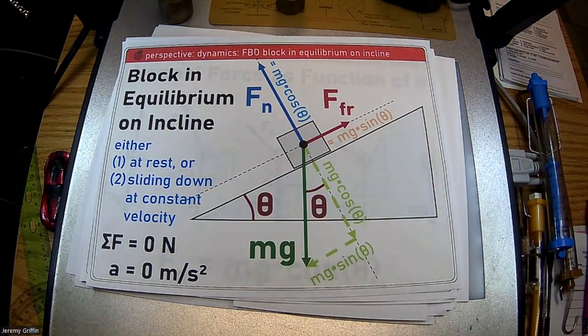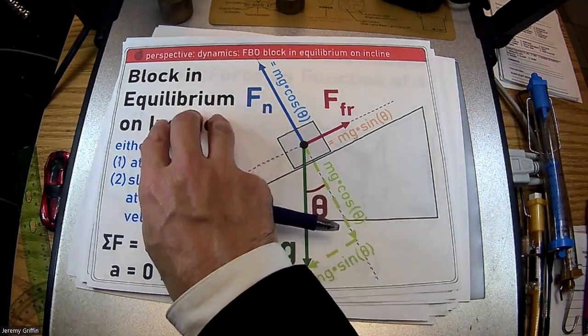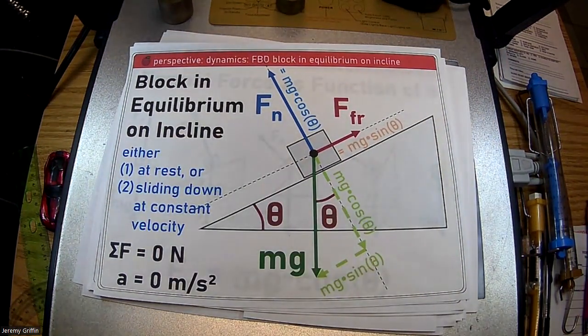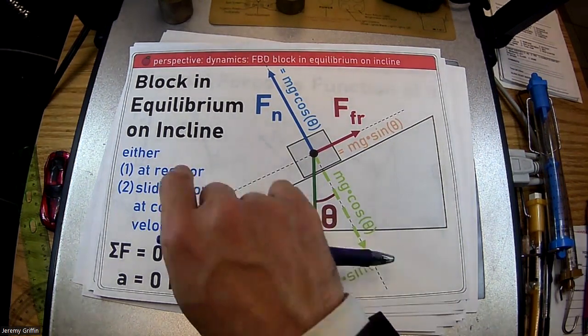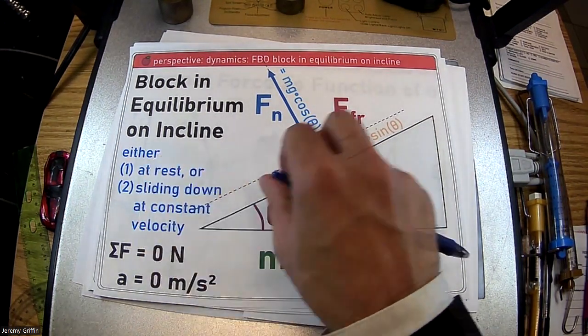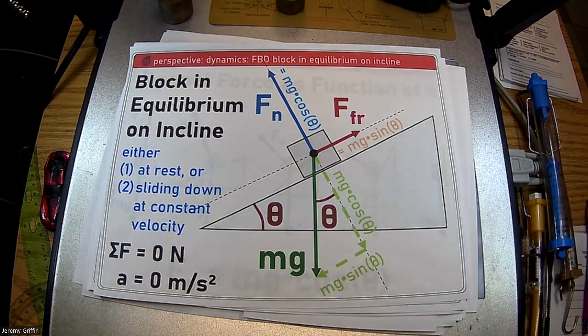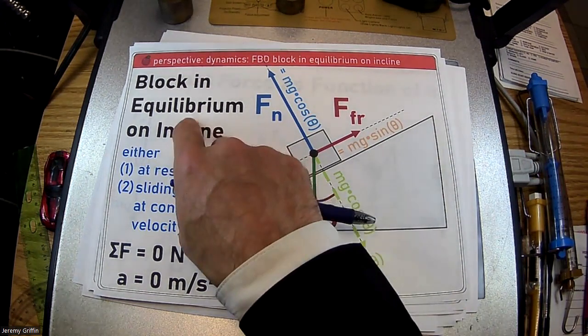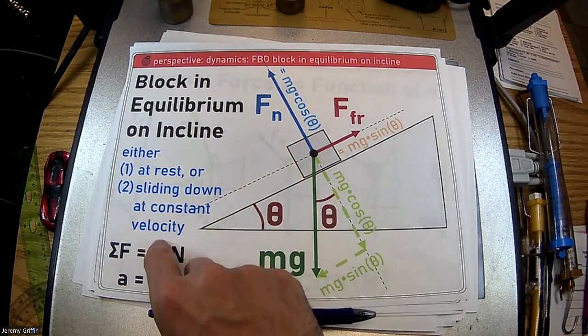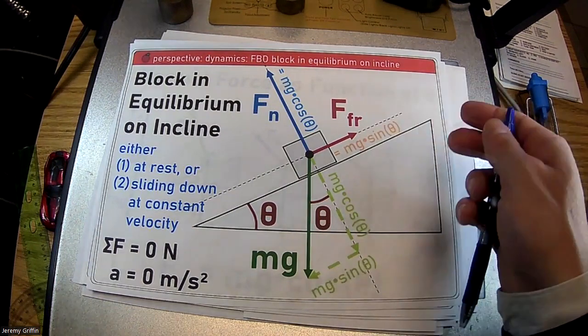Because guys, sliding down at constant velocity, would that be an example of equilibrium? Is sliding at constant velocity equilibrium? Yes, it is, because constant velocity is zero acceleration, which means zero net force, right? So equilibrium might be at rest, or it might be sliding at constant velocity, right? So either way, the forces are going to balance out.